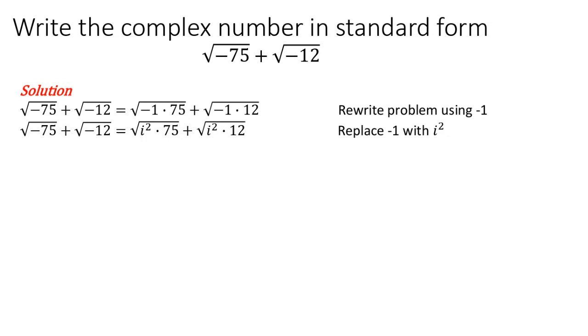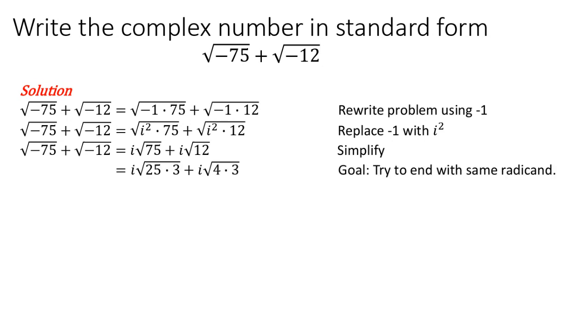Again, I know that the -1 is also i squared, right, for both. But when we simplify those, we can get i times the square root of 75 plus i times the square root of 12. Okay, but we want to also simplify what's inside the radical.